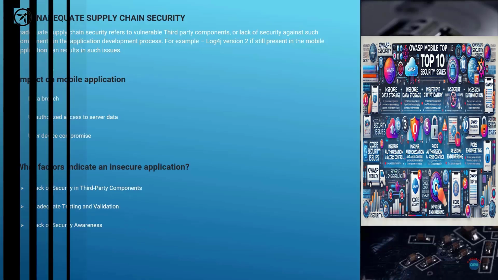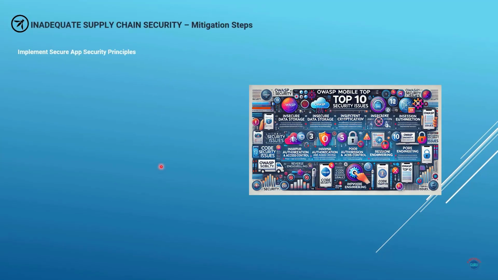So let's also see what are the mitigation steps for it. You need to implement secure app security principles in your mobile application development process. So the recommendations are that you need to implement secure coding practices such as regular code reviews, software composition analysis, security scans in your mobile application development process. Software composition analysis security scan helps to identify security vulnerabilities in third-party libraries. We will also see a practical demo of this in the upcoming lectures.